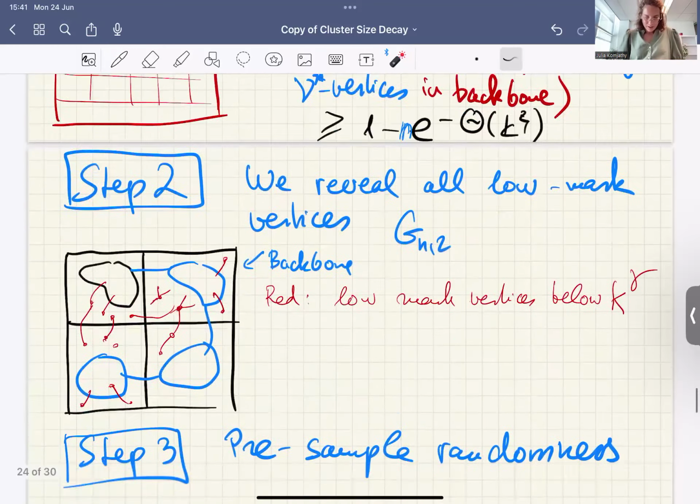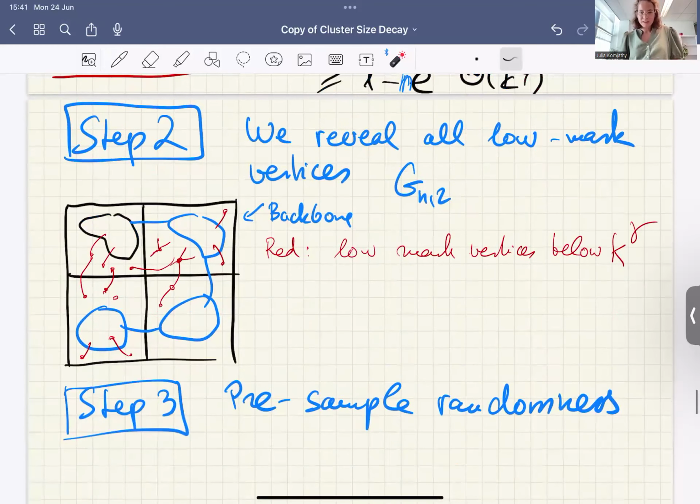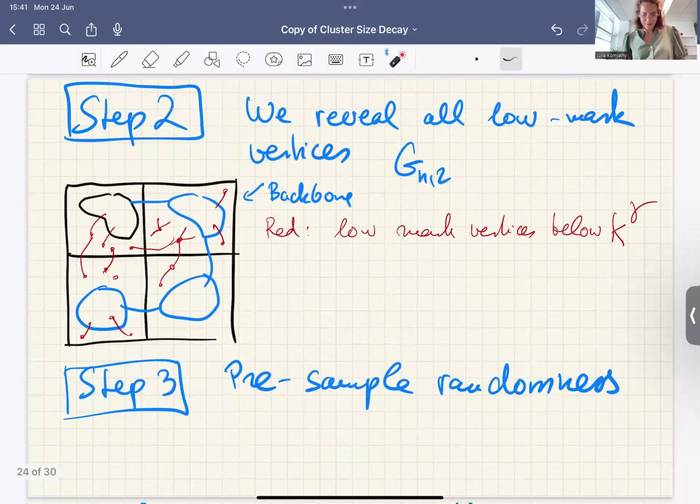Okay, so what do we do in step two? Step two is very simple. We reveal all low mark vertices. And what do I mean by low mark? Well, just below the threshold for being a star vertex, so vertices of mark below the backbone. Okay, so what you can see here, this blue thing is supposed to be the backbone, and the red thing, the low mark vertices.